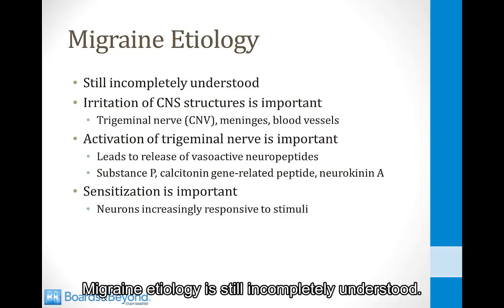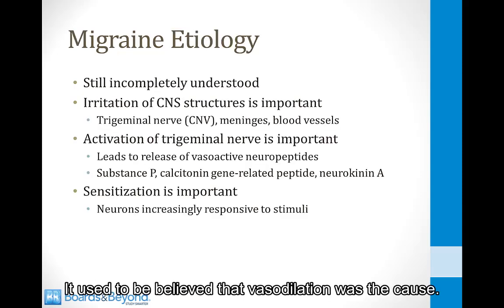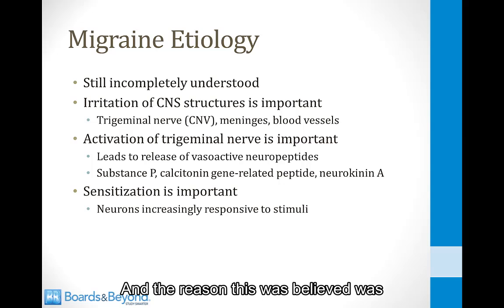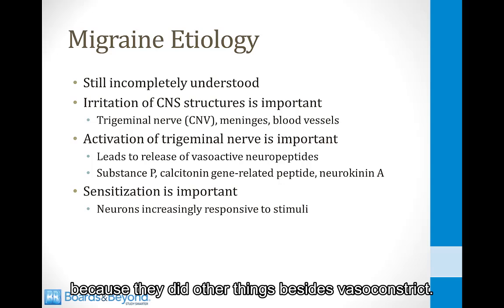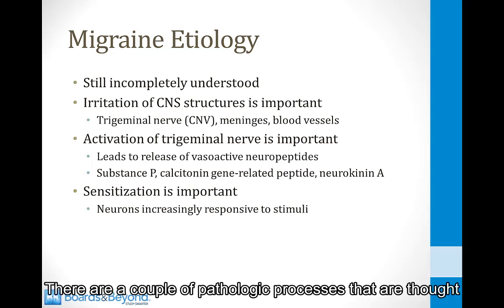Migraine etiology is still incompletely understood. It used to be believed that vasodilation was the cause, and the reason this was believed was because vasoconstrictors seemed to help. It turns out that is probably incorrect, and the reason vasoconstrictors help was because they did other things besides vasoconstrict. There are a couple of pathologic processes that are thought to be important.